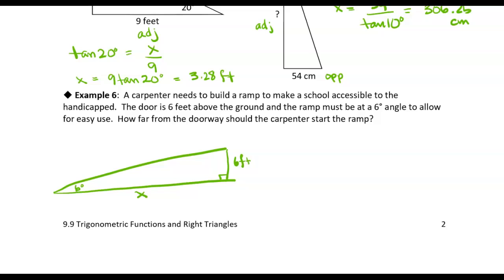Well, this is the opposite side. This is the adjacent side. And if we want the relationship that involves opposite and adjacent, we want tangent. So the tangent of 6 degrees is equal to 6 over x. And to solve for x, we're just going to divide both sides by tangent and multiply both sides by x, and we get 6 over tangent of 6 degrees. And that's going to give us 57.1 feet.